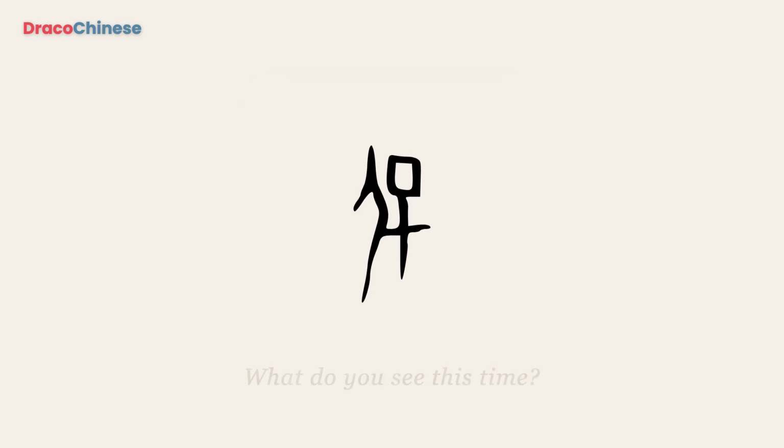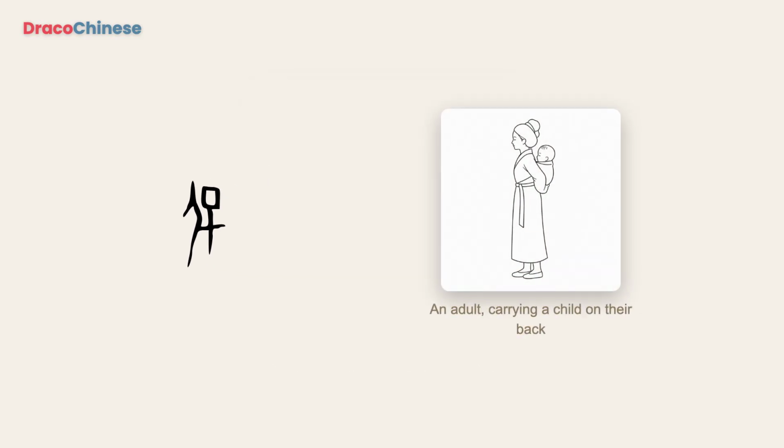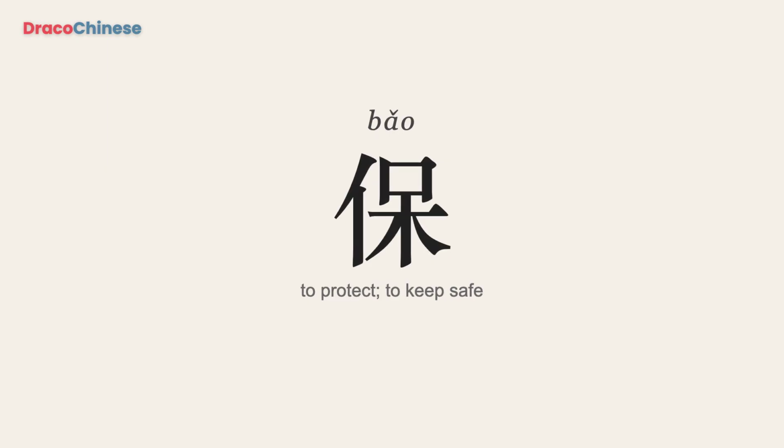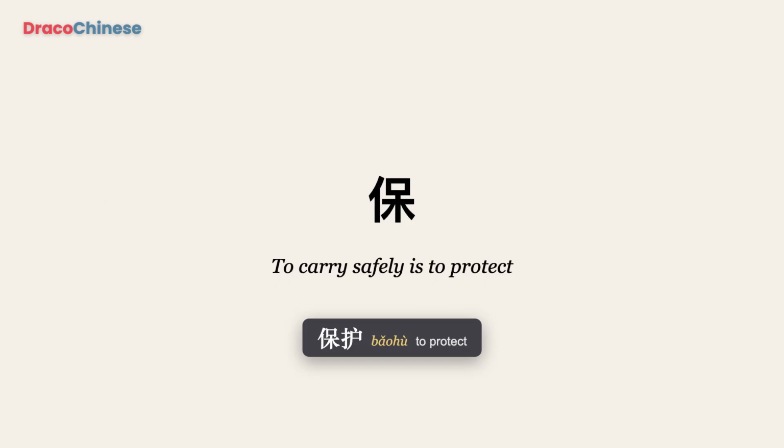What do you see this time? An adult carrying a child on their back, 1 arm reaching around to hold it steady. This is 保, to protect, to keep safe. Later in this series, you'll meet a child held in a hand and a child carried inside a body. 3 different characters, 3 different places to carry a child. This one carries it on the back. 保护 To protect. 保安 Security guard, literally one who protects and keeps safe. The character never stopped meaning what it first drew.